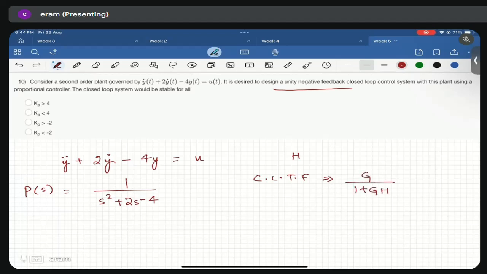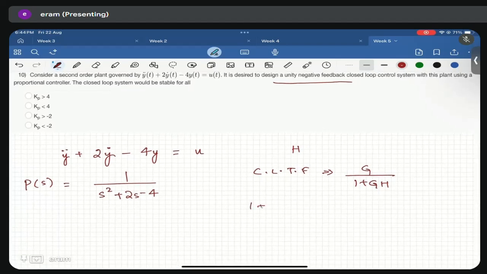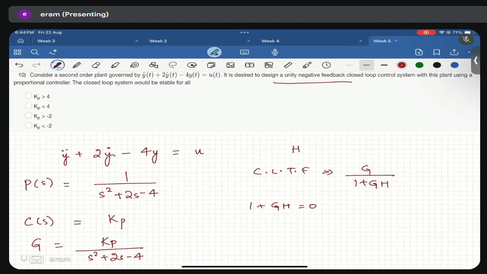Now since we have to care about the poles of the system only, we can solve for 1 plus gh equals 0. The controller is a proportional controller, so C(s) will be Kp only. Then we can write g as Kp by s square plus 2s minus 4. Then from here we can write 1 plus gh equals 0 means s square plus 2s minus 4 plus Kp equals 0.